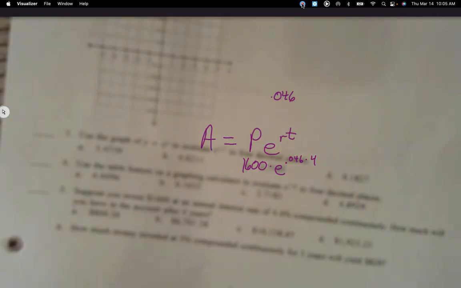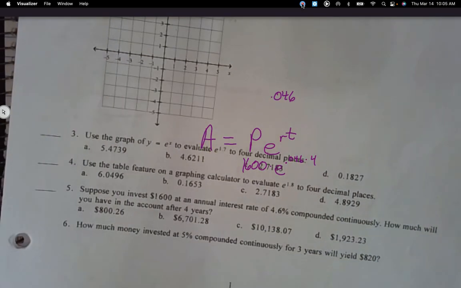Okay, are we good with that one? It's not cooling down yet? I'll turn it down a little more.